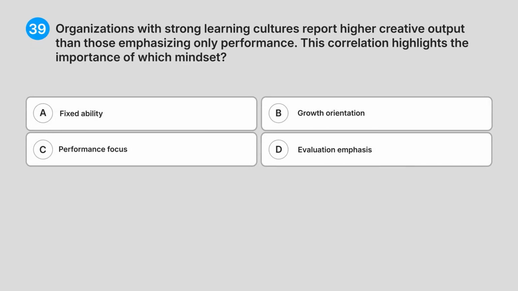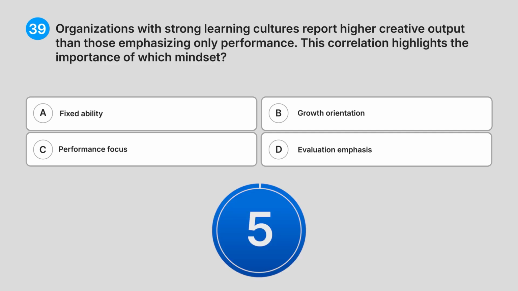39. Organizations with strong learning cultures report higher creative output than those emphasizing only performance. This correlation highlights the importance of which mindset? A. Fixed ability. B. Growth orientation. C. Performance focus. D. Evaluation emphasis. Do you know the answer?